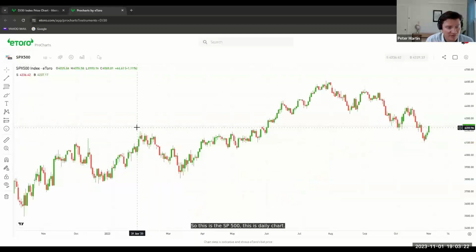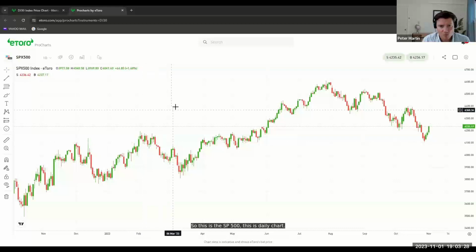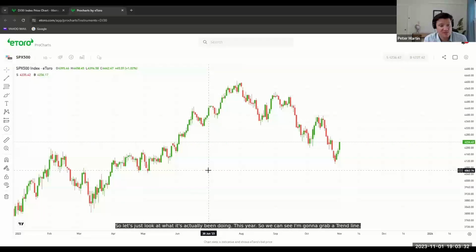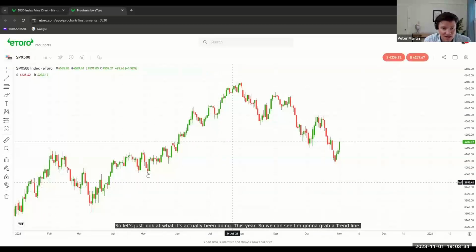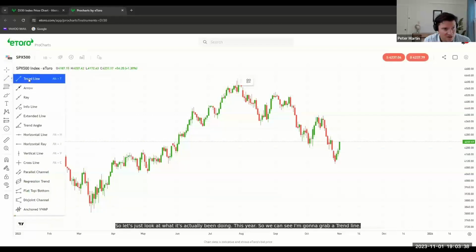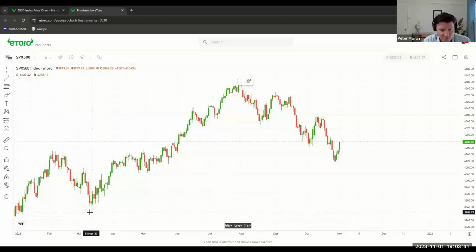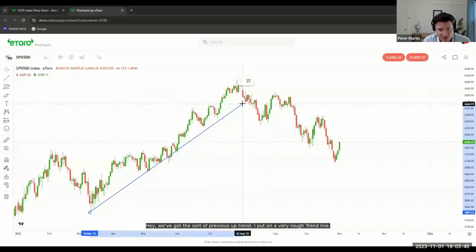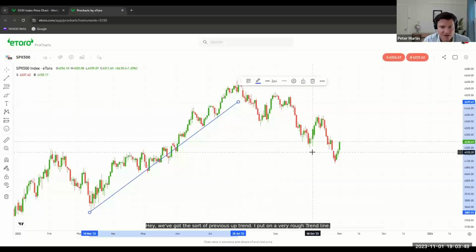So this is the S&P 500, this is a daily chart. Let's just look at what it's actually been doing this year. So we can see, I'm going to grab a trend line. We can see that here we've got a sort of previous uptrend. I'll put on a very rough trend line.